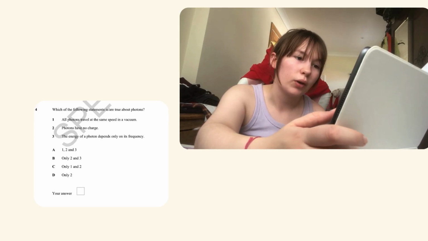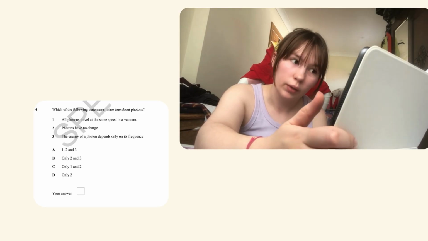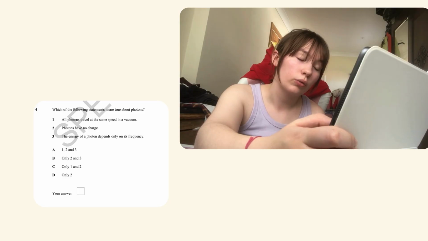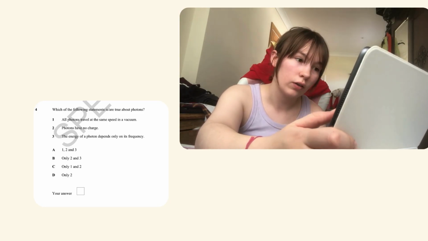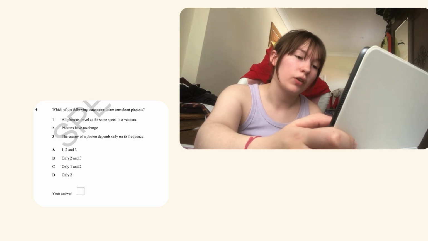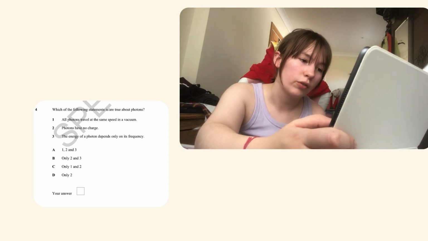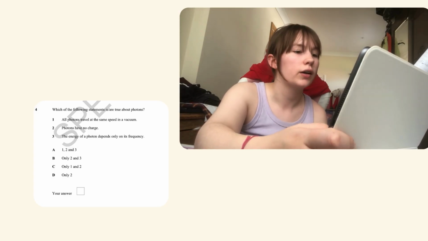The following is true about photons. All photons travel at the same speed in a vacuum. Yep. All photons don't have any charge. Yes. They don't have any mass either. The energy of a photon depends only on its frequency. Yep. So all three of those are true. So the answer is A.